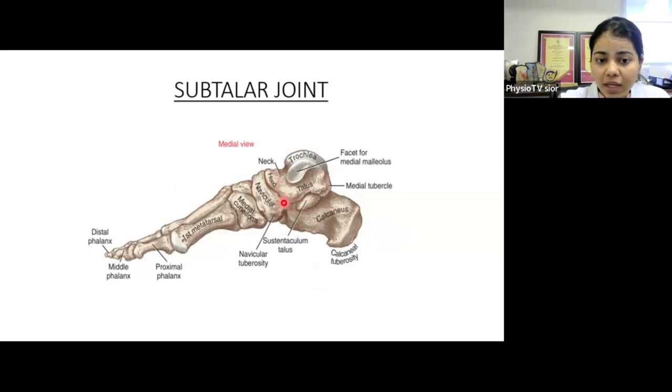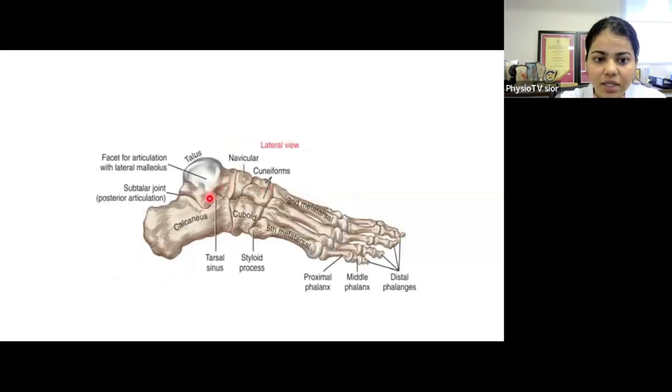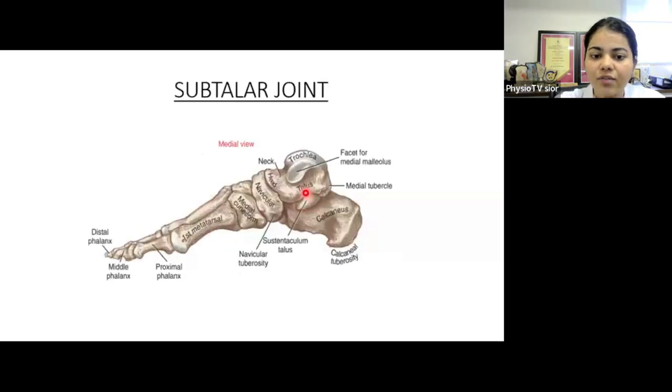Now, between my anterior, middle, and my posterior, somewhere here, just above the sustentaculum tali, you have a tunnel, which is called the tarsal tunnel, okay? The lateral end, which is a larger facet, this opening here is called the tarsal sinus. And here I have a smaller opening just above the sustentaculum tali.